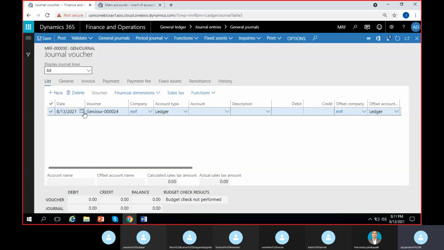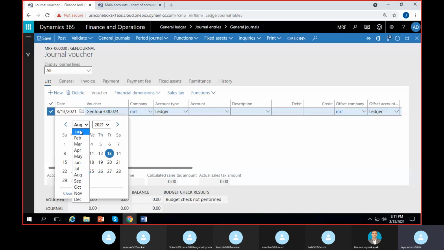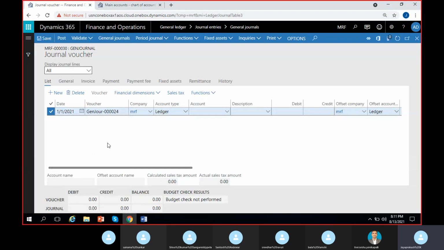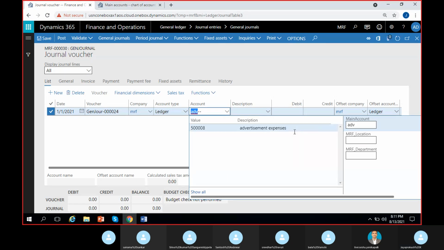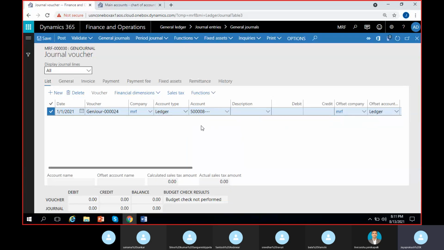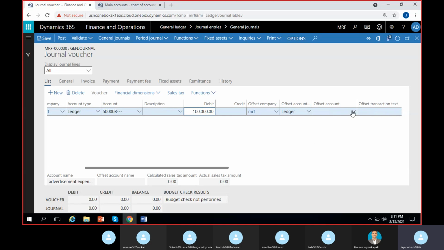So within the lines, I am posting it for the starting of the year, okay, for the 1st of January. So I assume I am paying it somewhere in the month of January. I am expending advertisement expenses for this complete year. Okay. So let me select the advertisement expense account that we have created. I'm not selecting any location or department. I'm paying it for the whole company. So I'm expending 1 lakh, right?